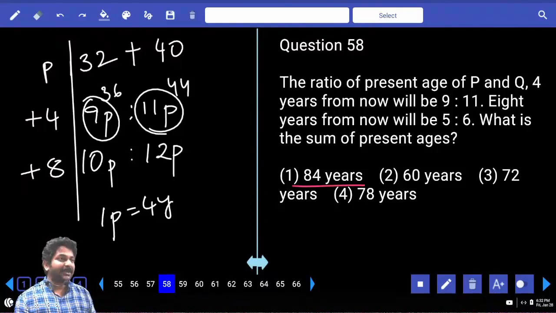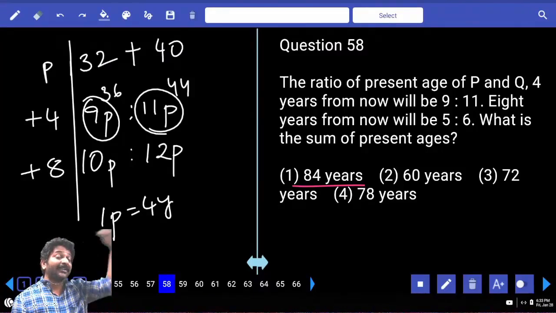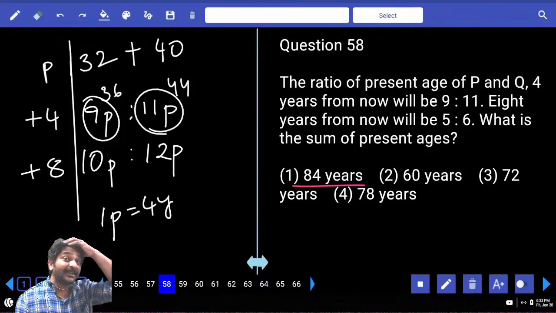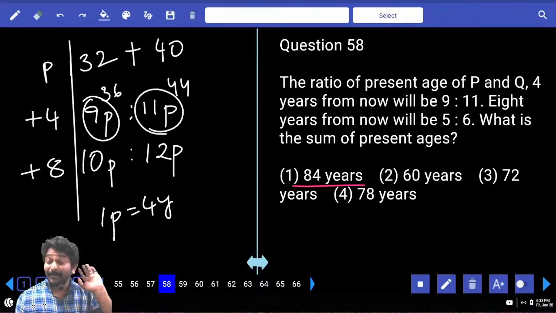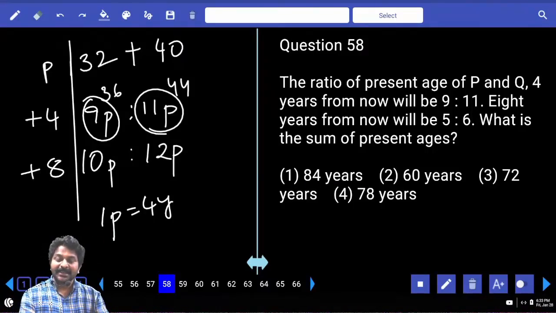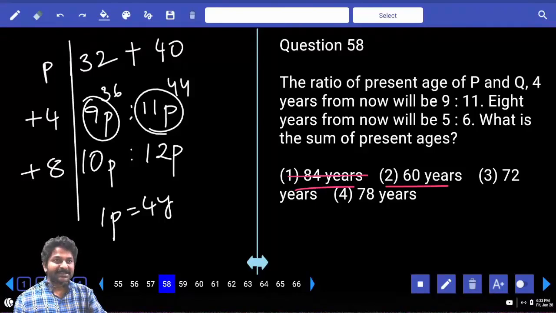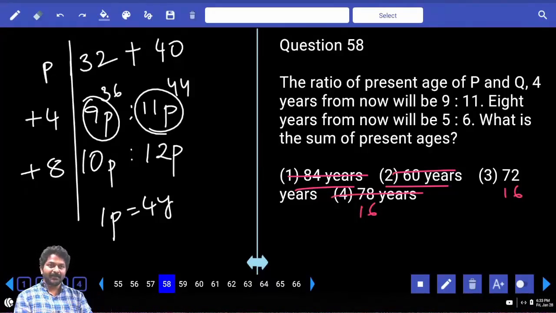So in the option it is mentioned, the sum of their present ages. To get their age after 8 years, how many years do we have to add? 16. And that number plus 16 must be a multiple of 11. This number plus 16. Maybe your answer. Third option answer. You don't have to write anything. Okay?